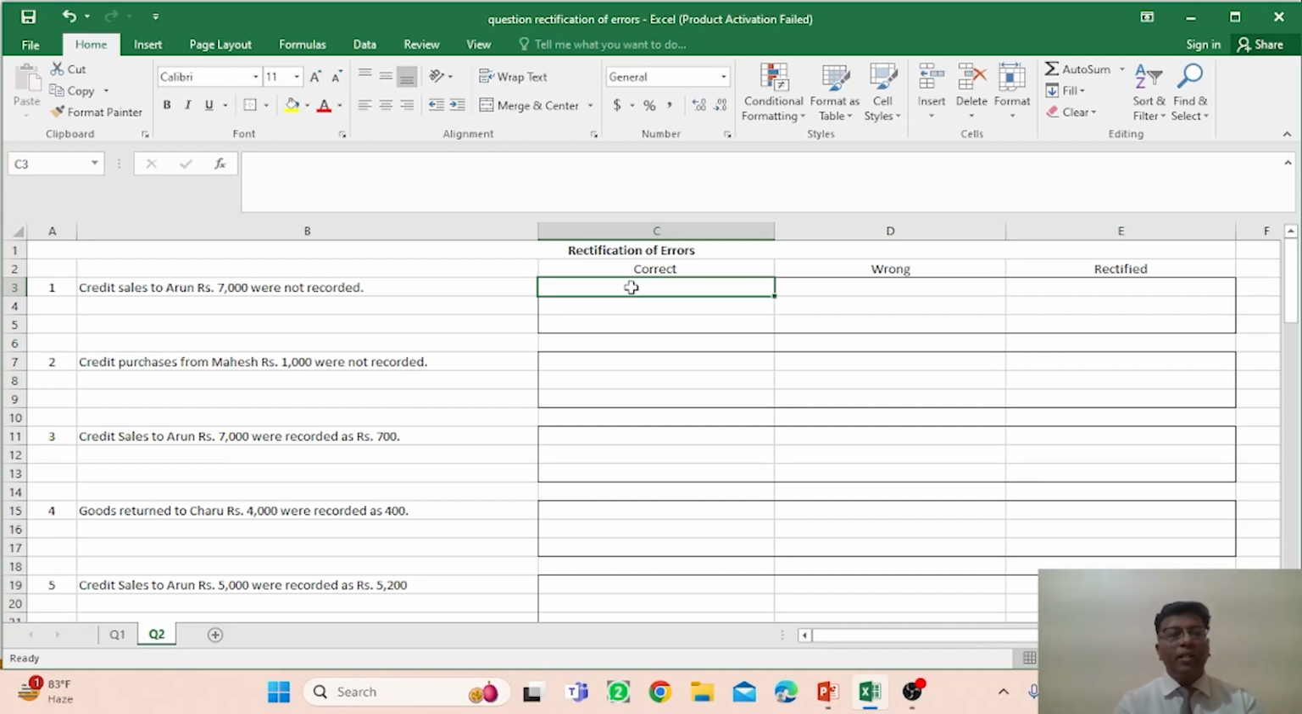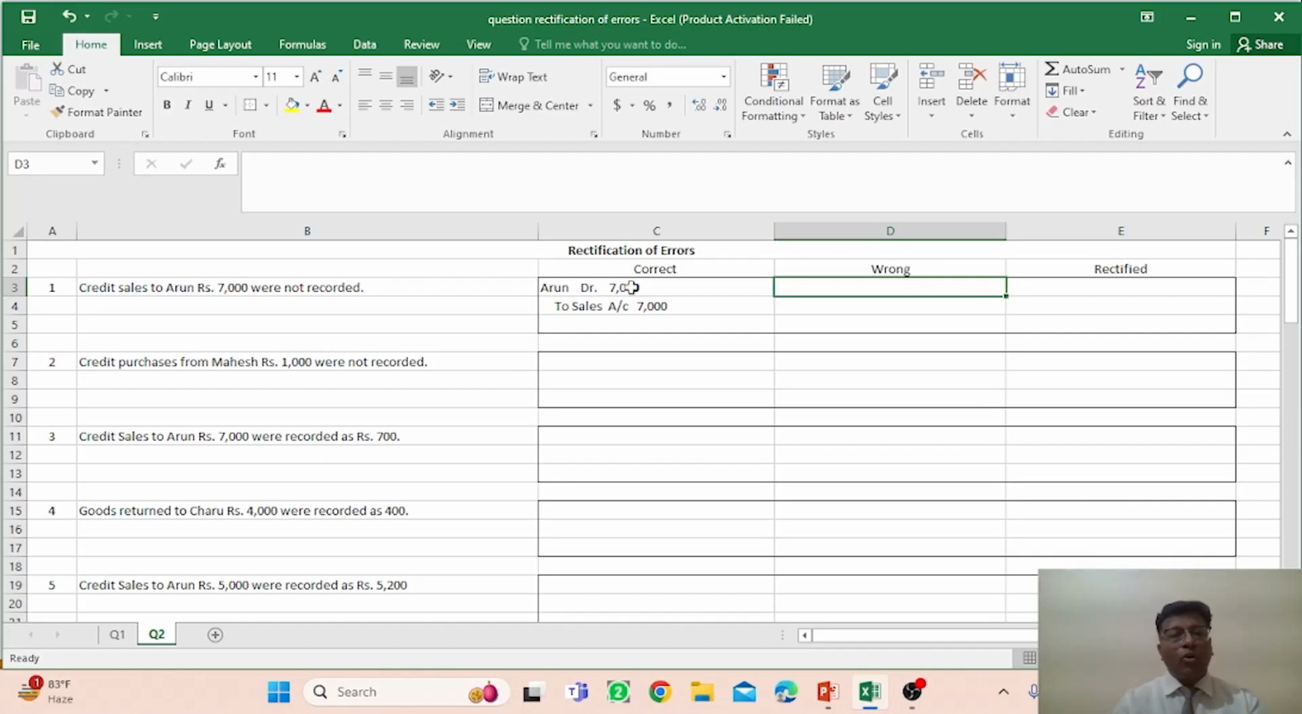Okay. So the correct entry should be that Mr. Arun is debited, because as per the rules, who is the receiver? Credit sales to Arun, Arun is the receiver of the goods, so you are selling the goods to Arun on credit, and the amount is rupees 7,000. So Arun debit 7,000, to sales account 7,000. I think there is no doubt about making this entry: the transaction is credit sales to Arun, so you debit Arun, and the sales account is credited by 7,000.